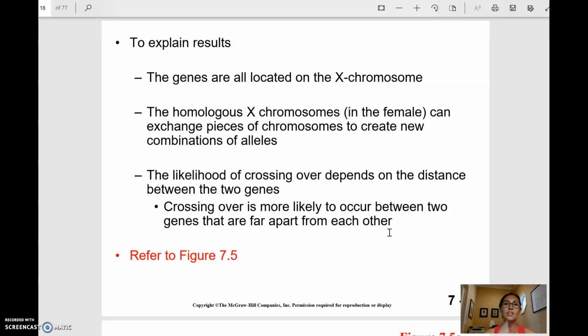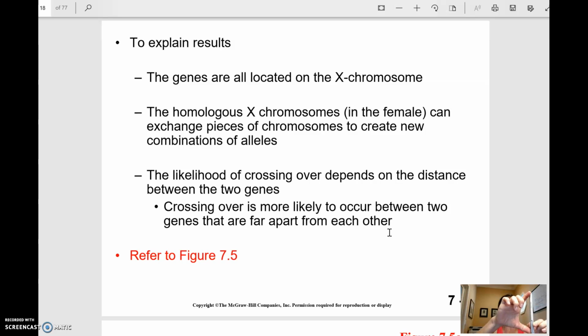So what this tells you is that all these genes are located on the X chromosome. When crossing over occurs in meiosis 1, that can mix up genes that are far apart on the chromosome. The genes that are real close together on the chromosome are difficult to separate from one another, which makes sense.